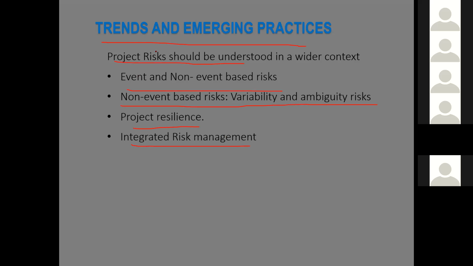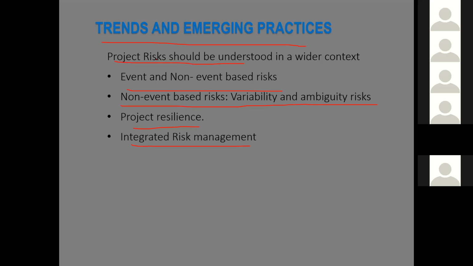So, we should not only focus on a small set of risks. We should think about risks on an individual level, on a group level, and on the overall project level. We not only think about risk events that may occur, but also non-event based risks. As an example discussed previously, that could be variability risks and ambiguity risks. Also, we may think about project resilience. How resilient is the project?